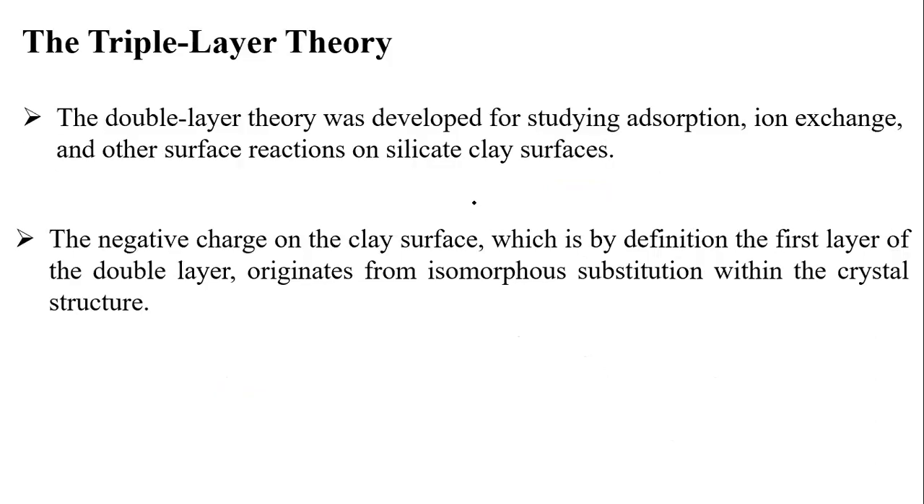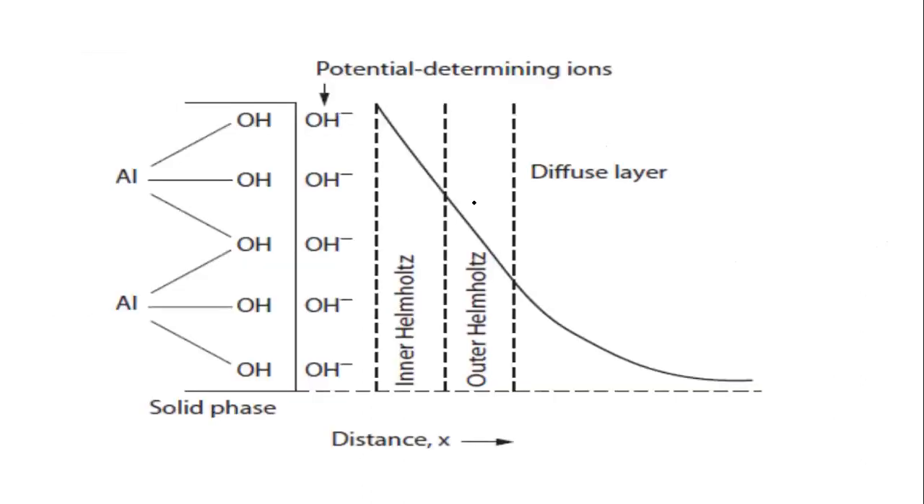Coming next is the triple layer theory. Triple layer theory, as I said, is for the sesquioxides. Generally, all the theories we have read in our previous slides explain how the charge, how the diffusion, how the layers take part in silicate clays. But this triple layer theory is completely explained for the sesquioxides. So this is the example, students, regarding the sesquioxides.